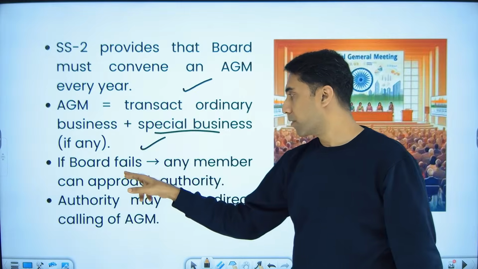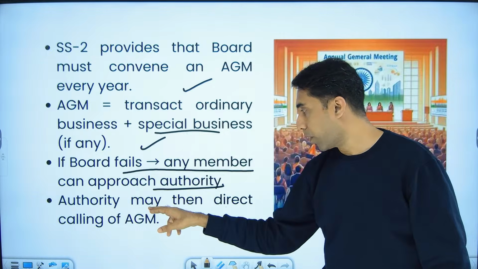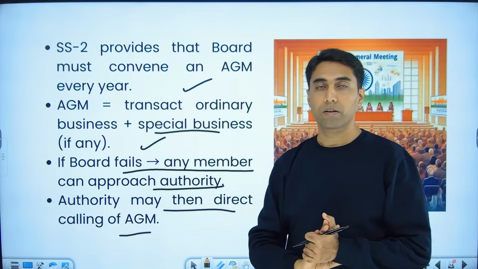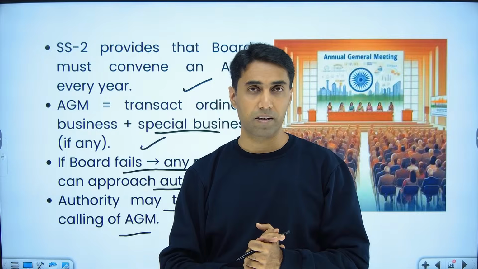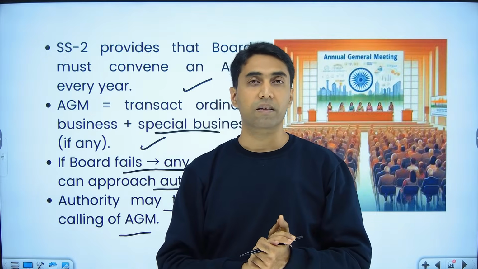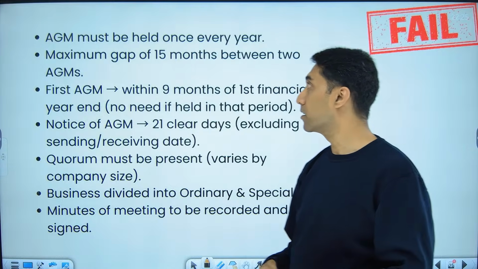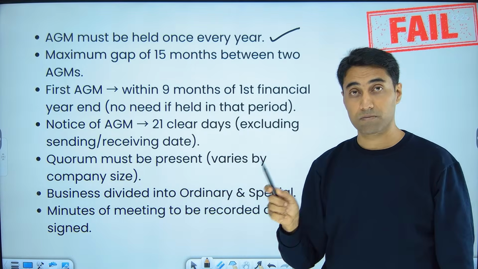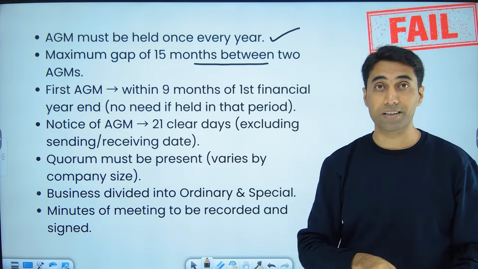That's it. So if the board fails, any member can approach the authority. The authority may then direct the calling of the AGM. So if the board does not hold an annual general meeting, then the shareholder can go to the NCLT and file the case. So AGM must be held once every year. That is the first thing. Maximum gap 15 months between two AGMs.